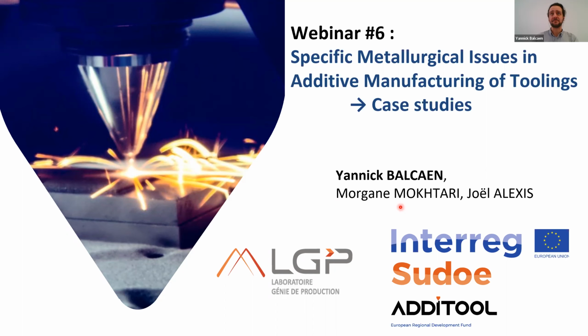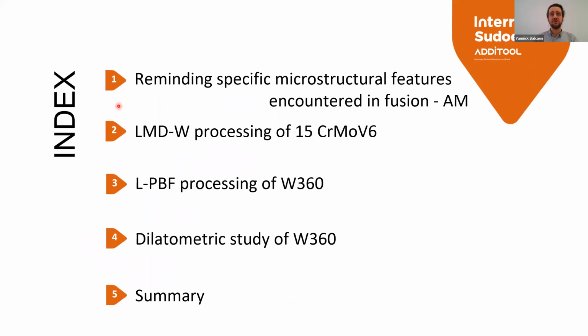First, I will propose a short reminder of specific microstructural features in fusion additive manufacturing. Second, we will focus on LMDW processing of 15CrMoV6 alloy, and we will then go on to the W360 processing. It's a tool steel alloy. I will end with a brief summary and prospects.